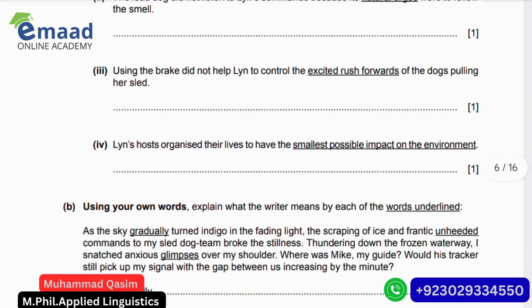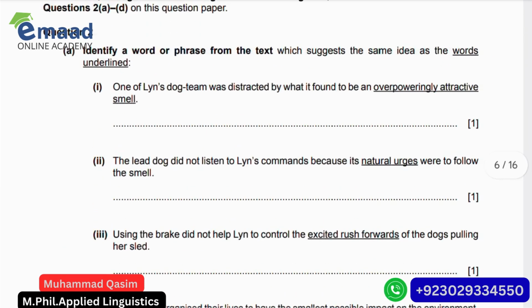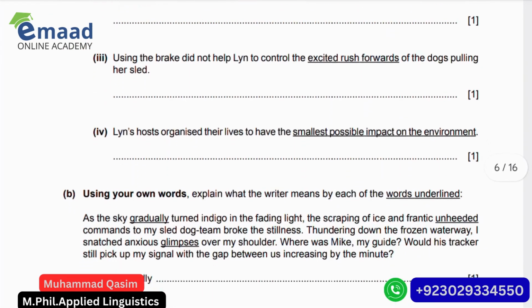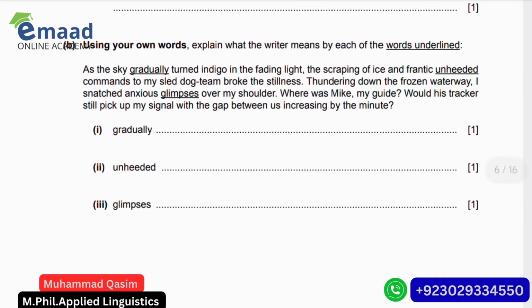So here are underlined words. You have to see their meaning in this context, the line in which they have been used, and you have to give alternative phrases or words that give the same meaning. You have to choose from the text. Then the B component: they are given a piece of text, and for underlined words, you have to explain using your own words what they mean.